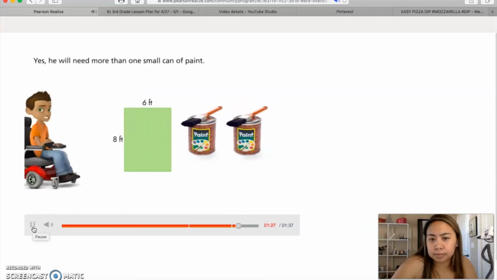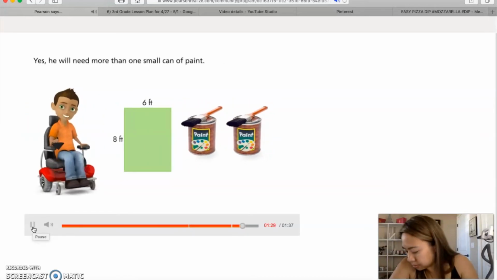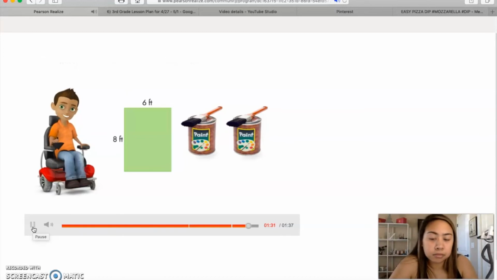Yes, he will need more than one small can of paint. Now you know different ways to find the area of a figure.